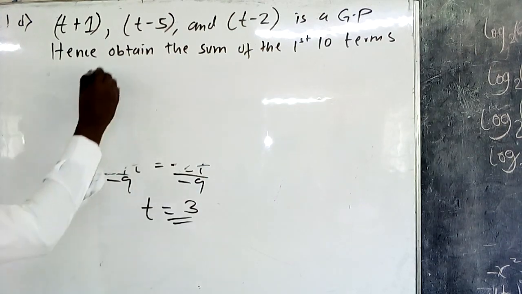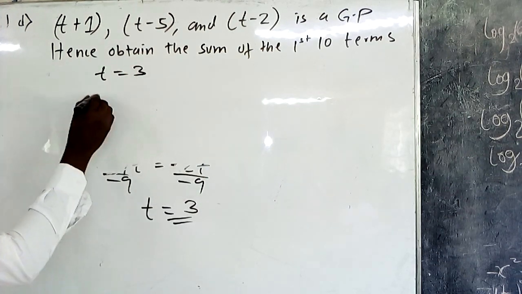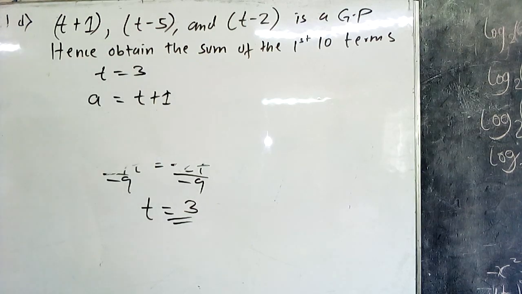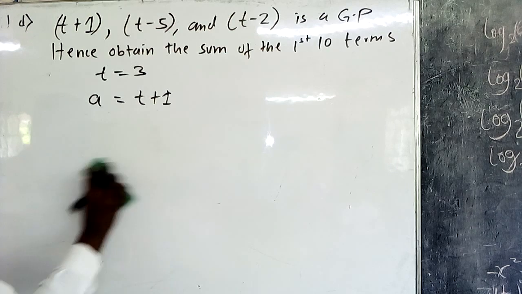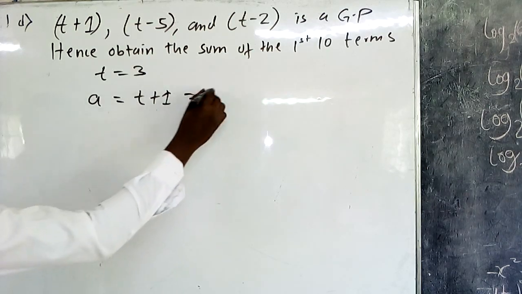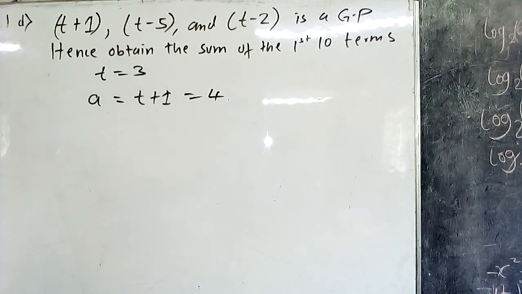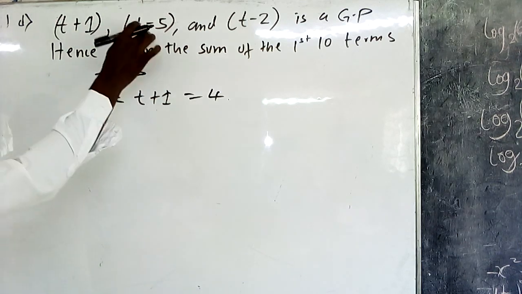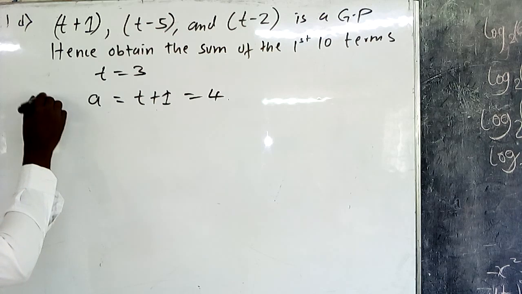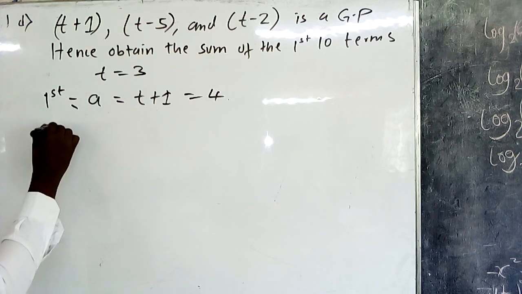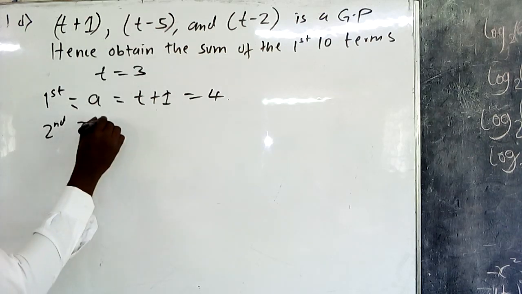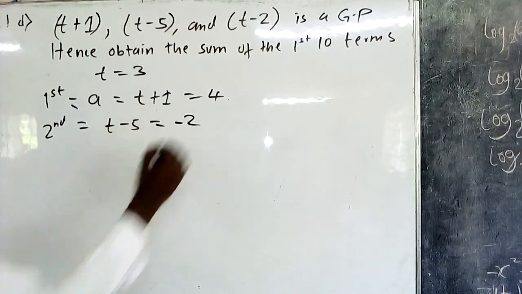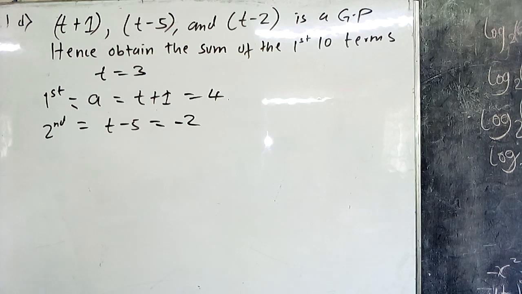So, if t is equal to 3, what is A? The first term. A was the first term, which is t plus 1, isn't it? So it means the first term is 4. Then we look for R. Here we have the first term, the second term there. What is the second term? The second term is t minus 5, isn't it? 3 minus 5. You get the second term is negative 2, isn't it?